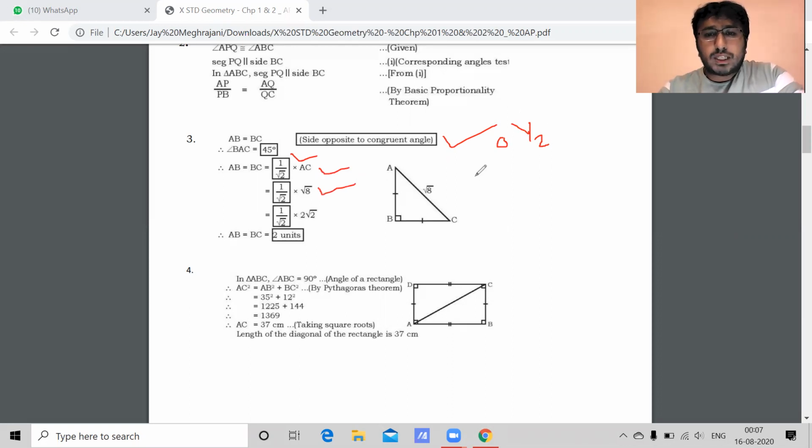So another, these two steps will give you more half marks. And if you have done the cancellation and everything properly, AB is equal to BC is equal to 2 units, you will be getting 1 mark. So total this sum was for 2 marks.